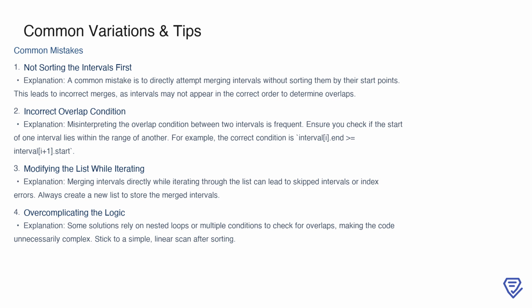A further pitfall is modifying the list of intervals while iterating through it. Doing so can lead to skipped intervals or index errors. Instead, always create a new list to store the merged intervals. Lastly, overcomplicating the logic is another trap. Nested loops or multiple conditions for overlap checks often make the solution unnecessarily complex. A simple, linear scan after sorting is usually sufficient to solve the problem efficiently.